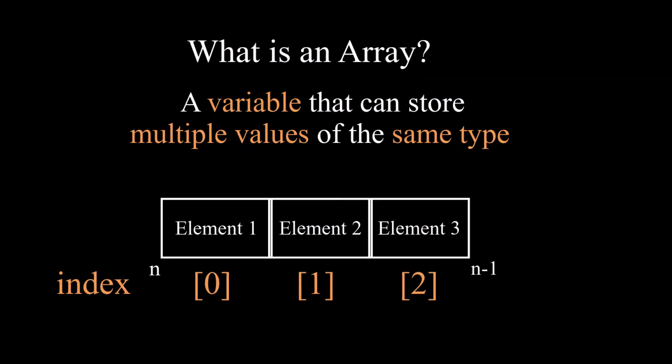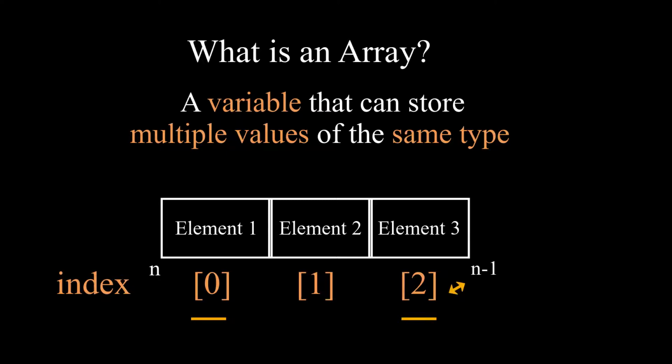Before we look at our programs, it's important to understand what an array is. An array is nothing more than a variable that can store multiple values of the same type. Values are stored in adjacent memory locations referred to as index or subscripts. Arrays are stored starting at index 0 all the way to n-1.